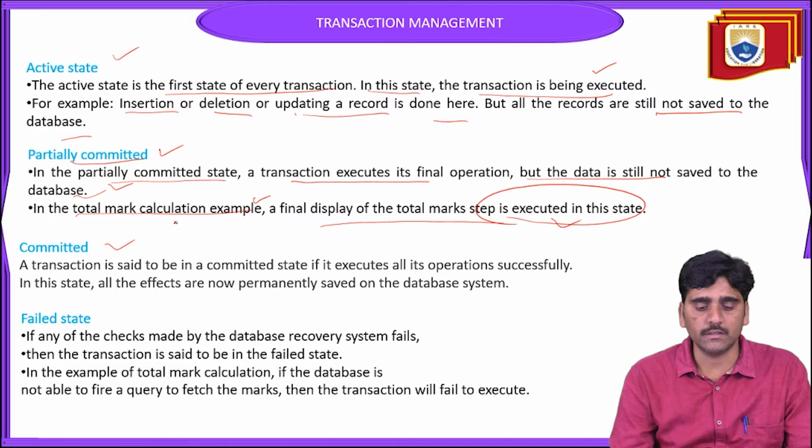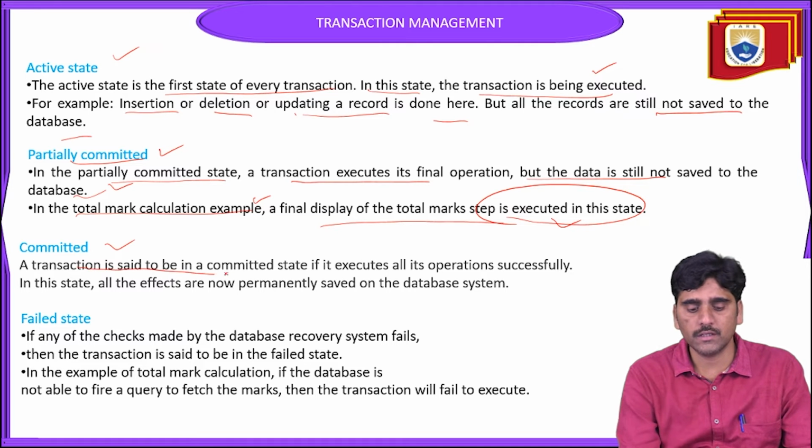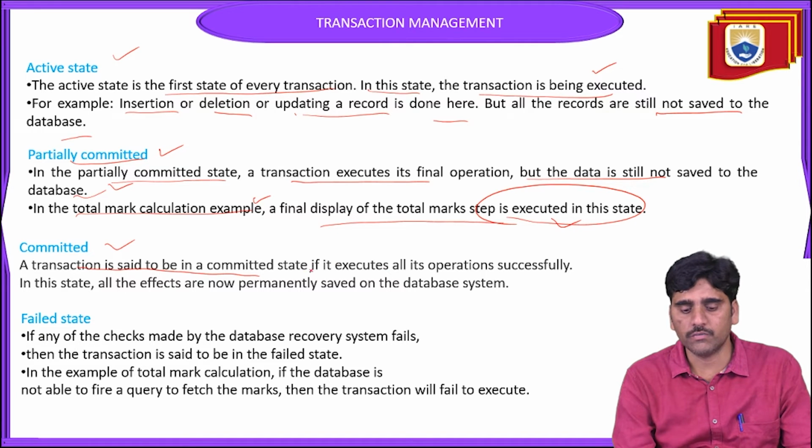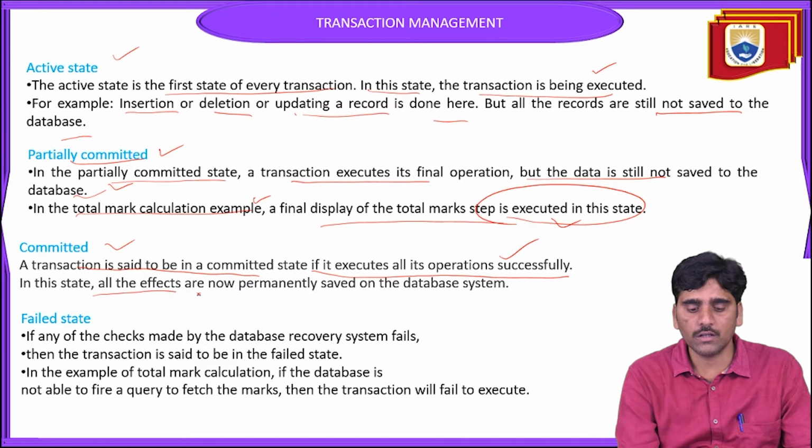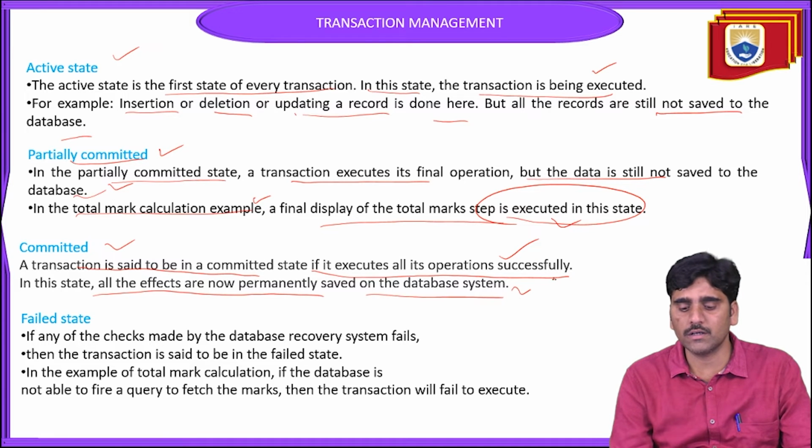And next one, committed. A transaction is said to be in a committed state if it executes all operations successfully. In this state, all the effects are now permanently saved on the database system. So all the operations are executed successfully. So now the database is also in a committed state, so that the database is saved permanently.